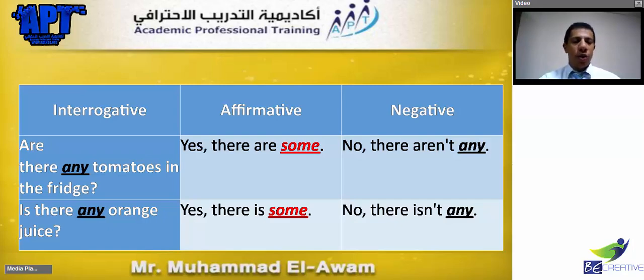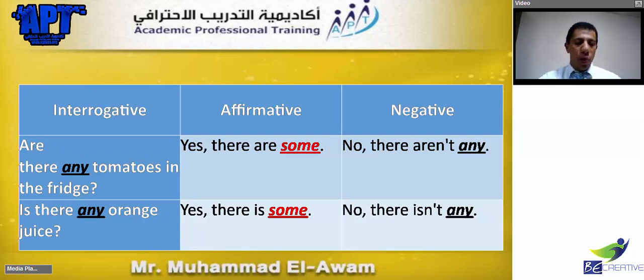Let's look at the question. With the question, did we say some? Are there some tomatoes? Are there, or is there some oranges? No. Are there any tomatoes in the fridge? Is there any orange juice? Again, are there any tomatoes in the fridge? Tomatoes is a countable noun. So we said are. We can count it, and it comes with an S.